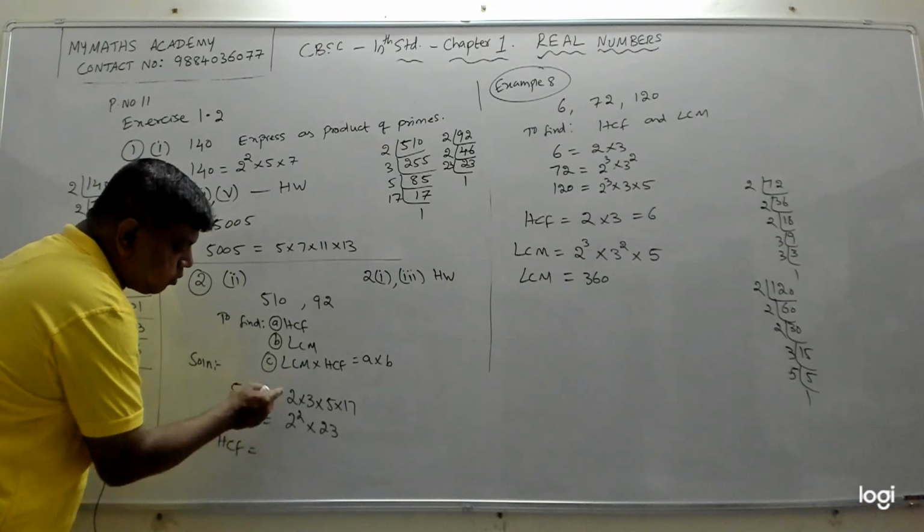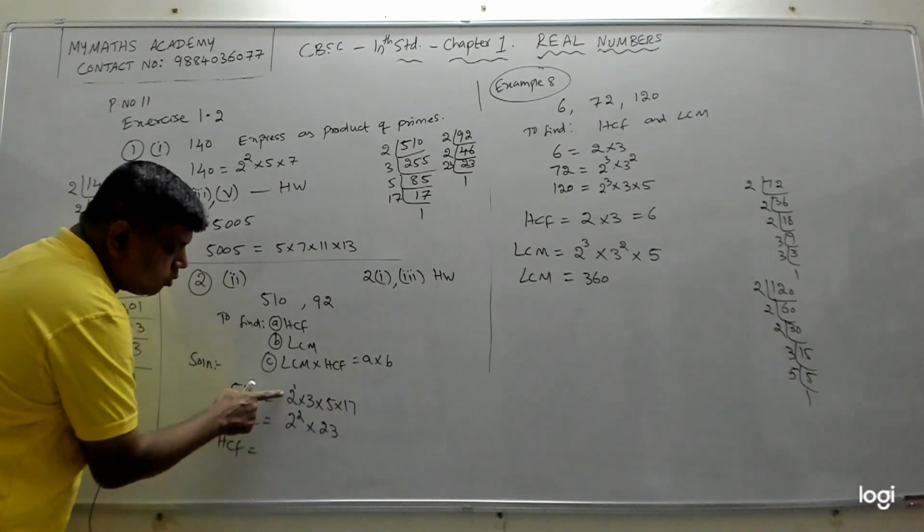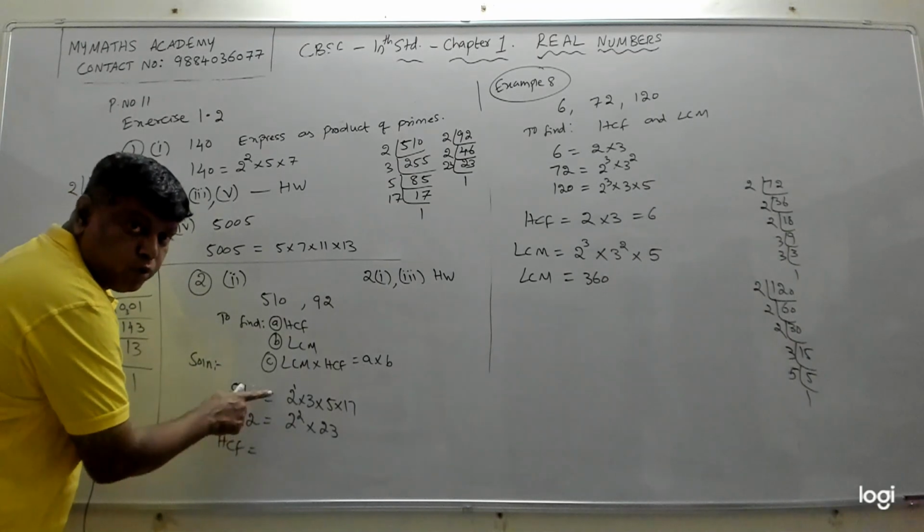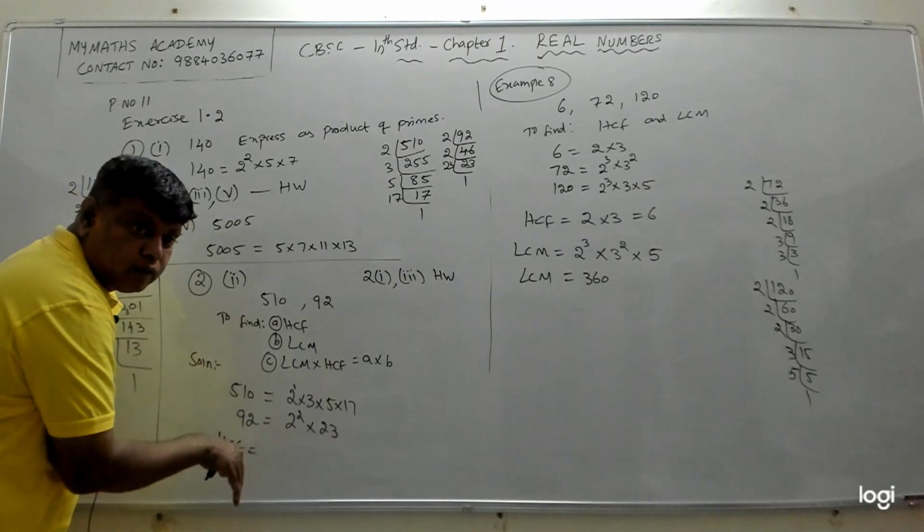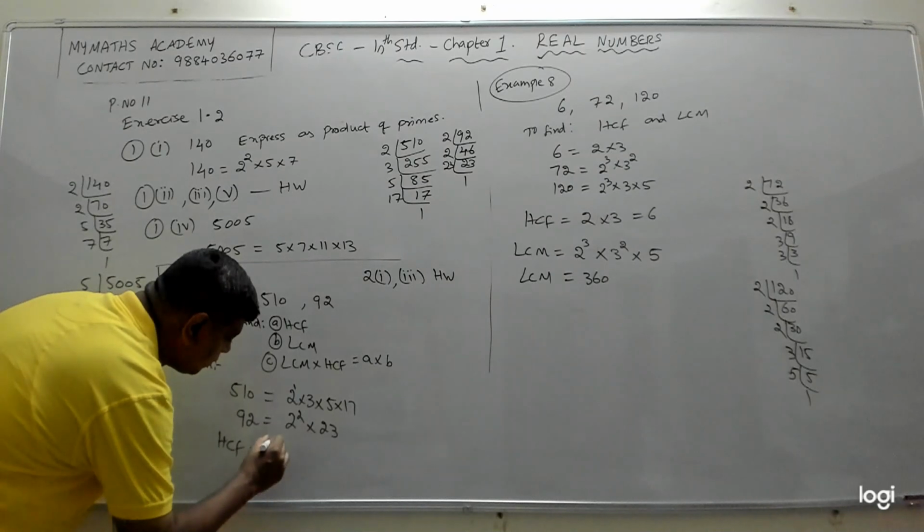Like here it is 2 power 1. 2 means 2 power 1. This is 2 power 2. Among 2 power 1 and 2 power 2, which has the lowest power? 2 power 1. So just 2 power 1. Just 2.